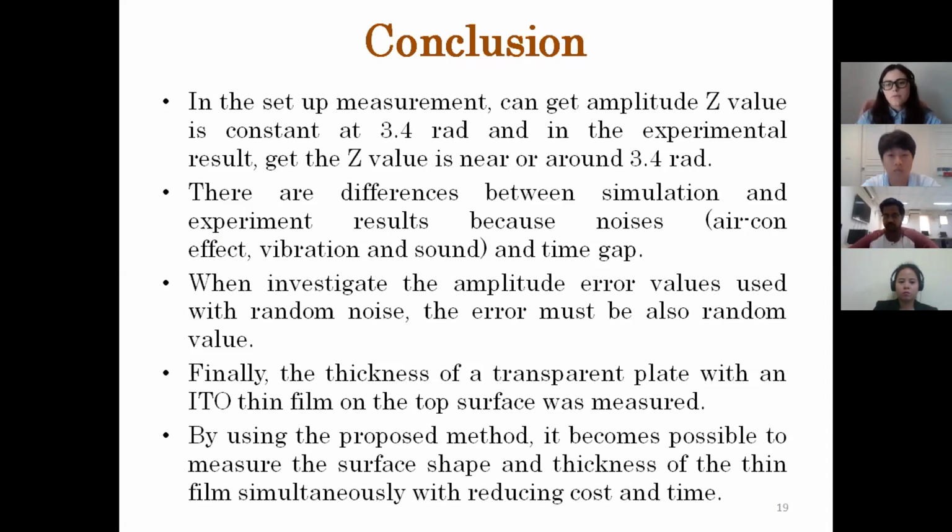Finally, the thickness of a transparent plate with an actual thin film on the top surface will be measured in the future. By using the proposed method, it becomes possible to measure the surface shape and thickness of the thin film simultaneously, with reduced cost and time.